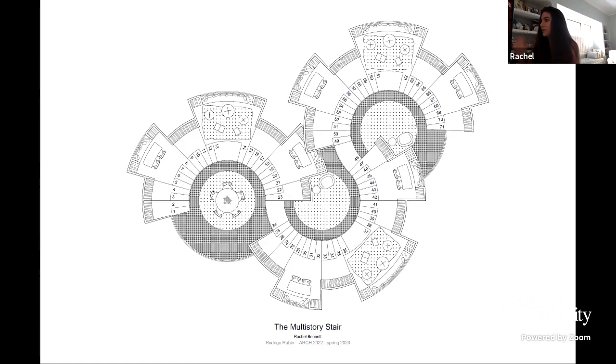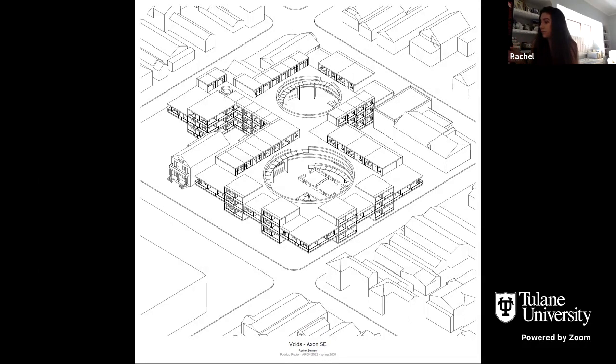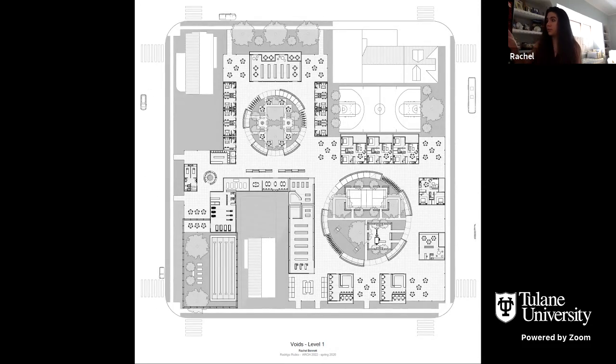And so this is the axon of my project from the southeast corner. I really tried to go for a rectilinear exterior, circular interior. And here in my floor plan, you can see all the different programmatic elements that are occurring.